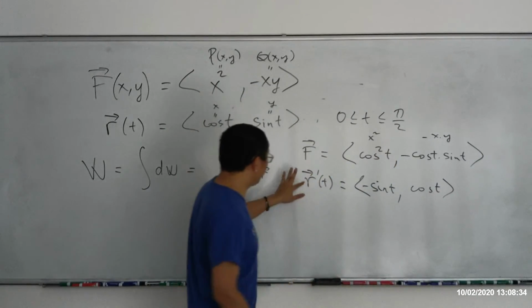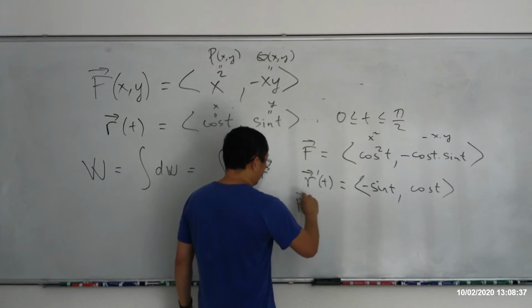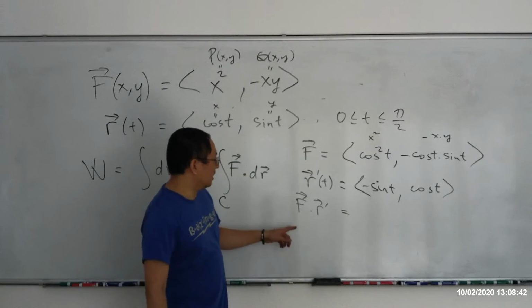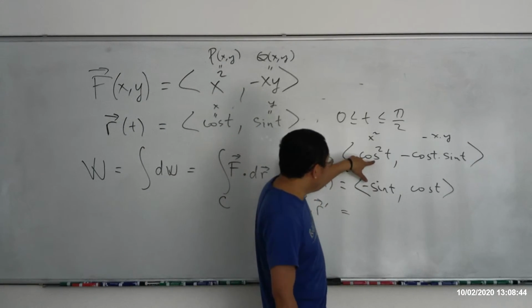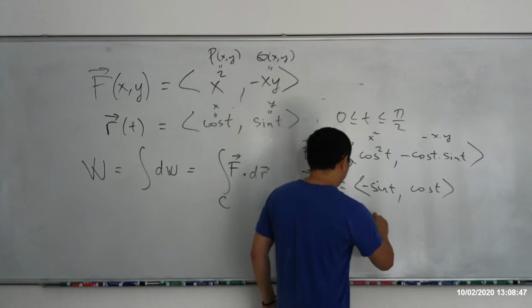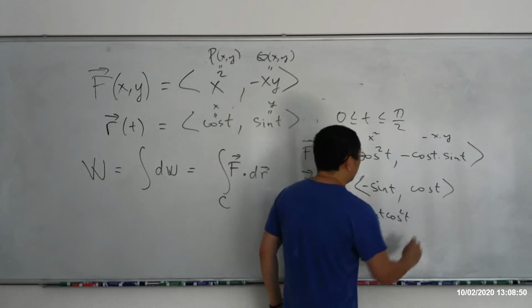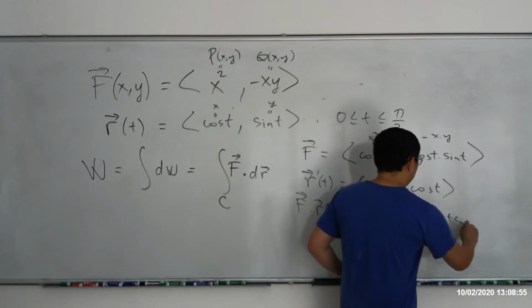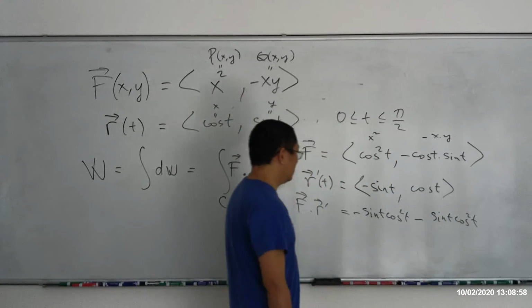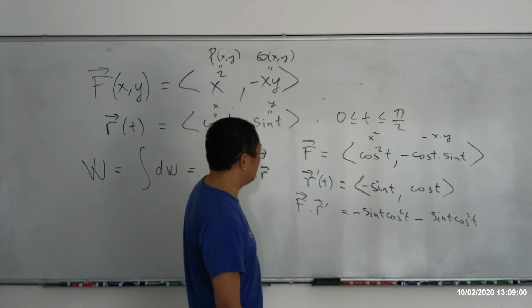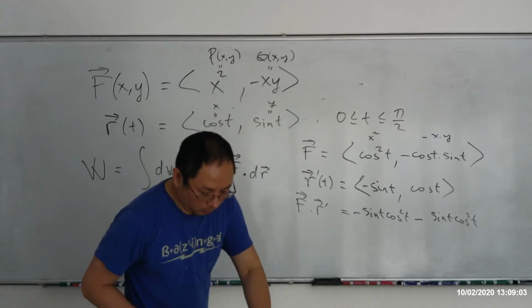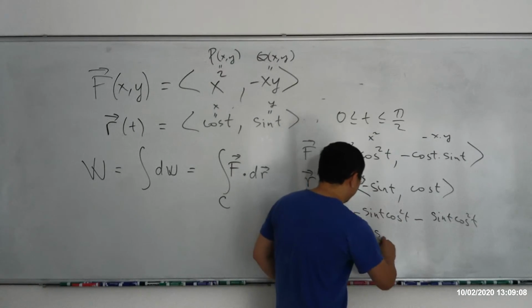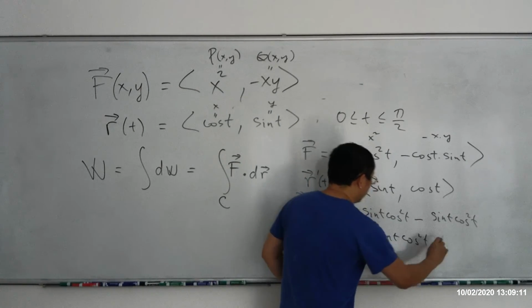Okay? So F dot r prime, I'm getting lazy at writing t, so you know what I mean, right? This is what? Cosine squared times negative sine t, so negative sine t cosine squared t, and this is what? Negative sine t cosine squared t. Was that right? Yeah. Which is the same, right? So negative 2 times sine t cosine squared t.